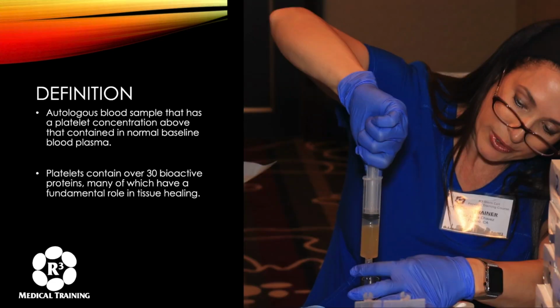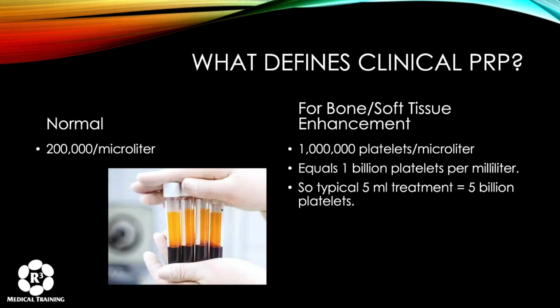The definition of PRP is an autologous blood sample that has a platelet concentration above that contained in a normal baseline blood plasma. Platelets contain over 30 bioactive proteins, many of which have a fundamental role in tissue healing. Everybody thinks about them as being so great for clotting, and they are, but they do so much more.